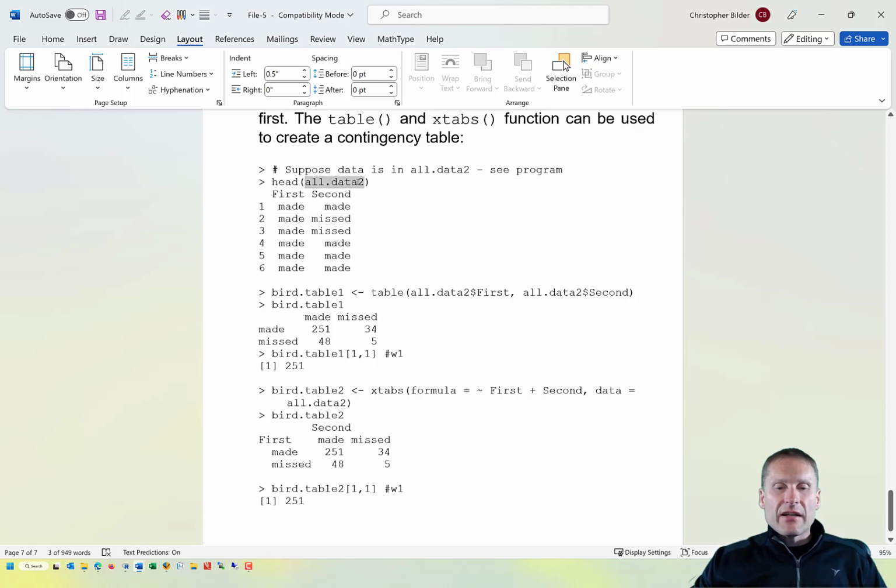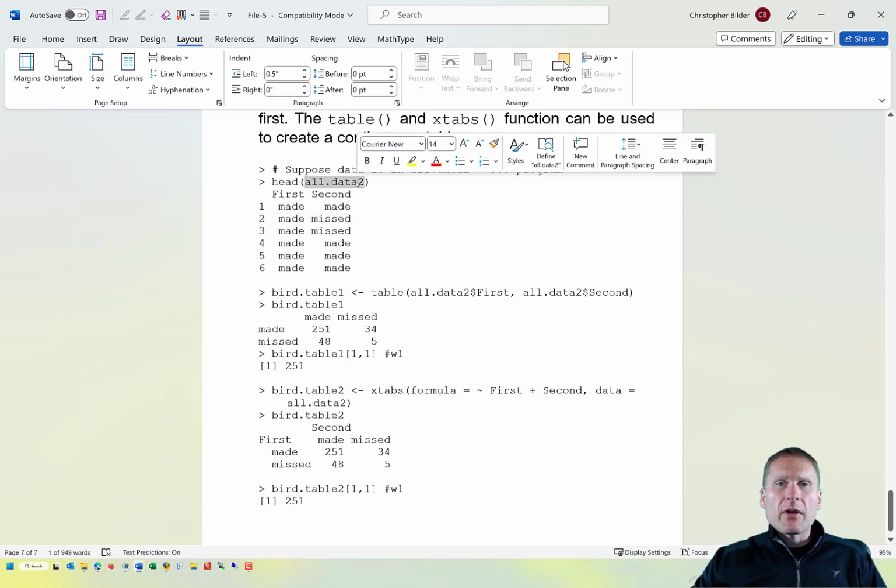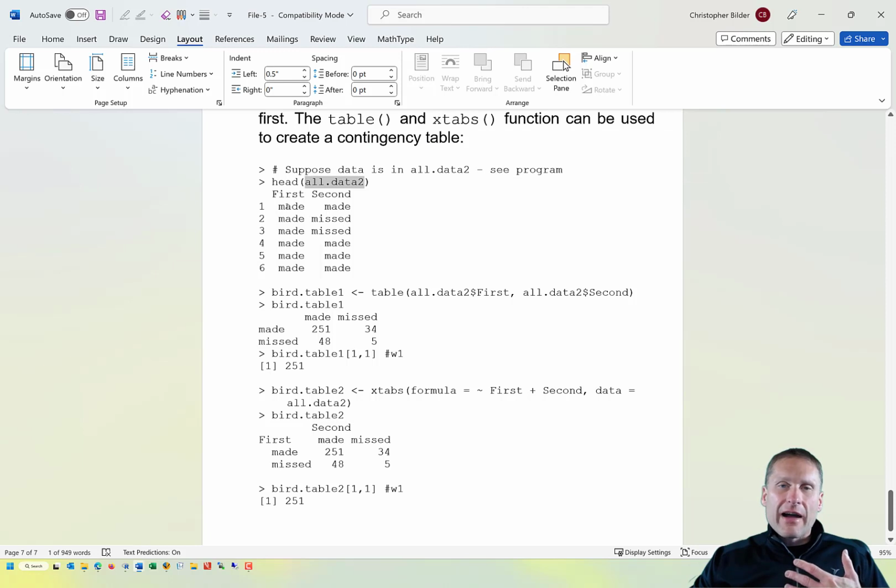Now this all.data2 is created in my corresponding program. You're not responsible, at least at this time, for how the data comes about. In a later chapter, we'll talk about how we can create data in this format. But I just did this here because very often, the way that you get the data first is where you have these columns for your variables of interest: the first free throw attempt, the second free throw attempt, and now you need to create the contingency table. Here are 2 ways to do that.